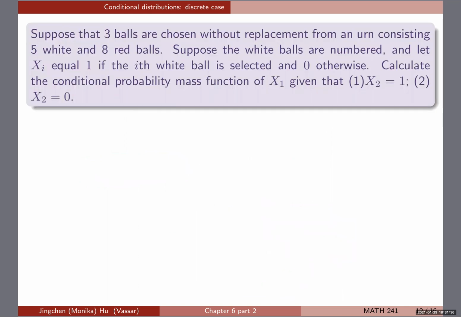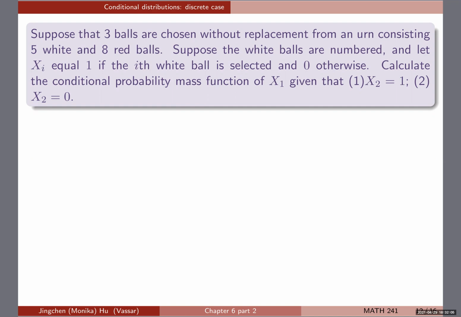Suppose that 3 balls are chosen without replacement from an urn consisting of 5 white and 8 red balls. Suppose the white balls are numbered, okay? And let Xi equal 1 if the ith white ball is selected and 0 otherwise. Calculate the conditional PMF of X1, given that X2 equals 1 and the second part is X2 equals 0.